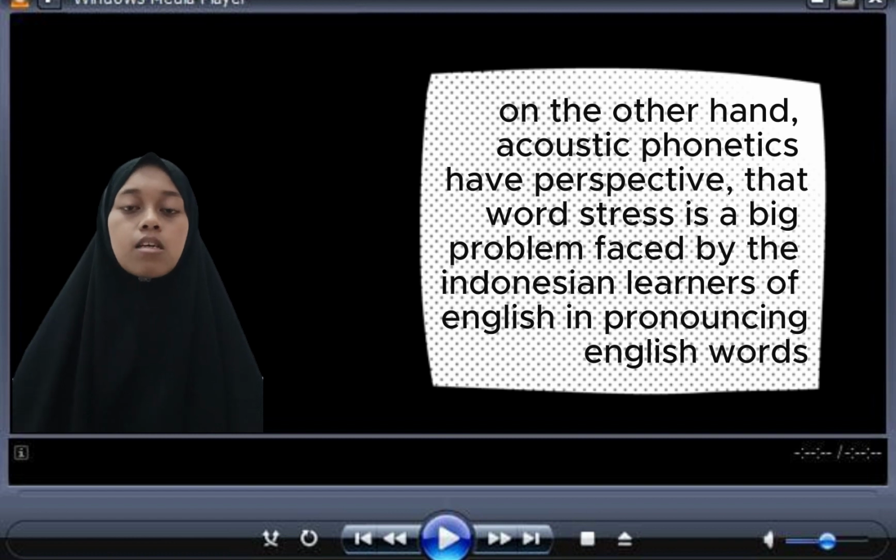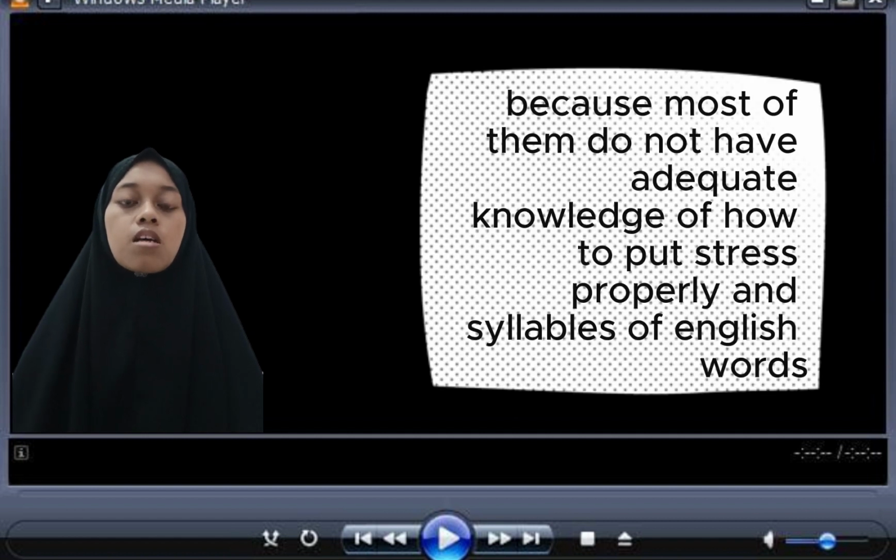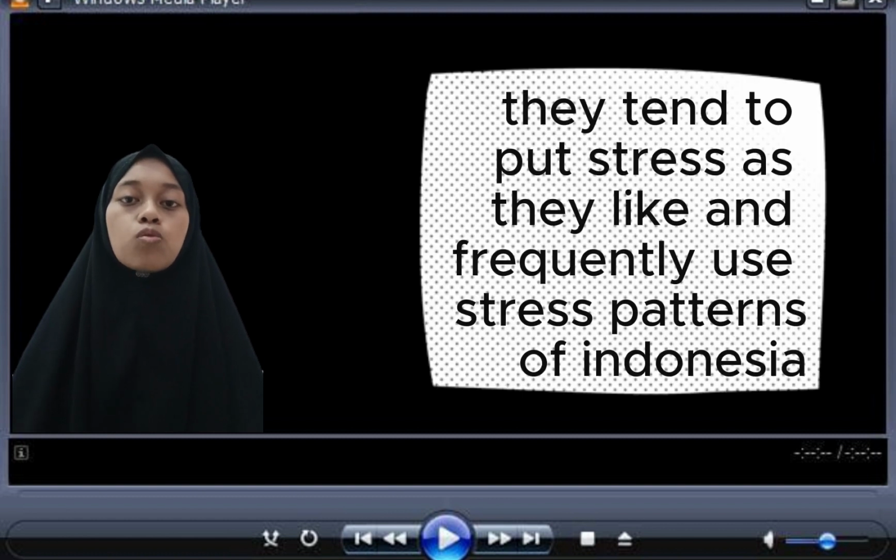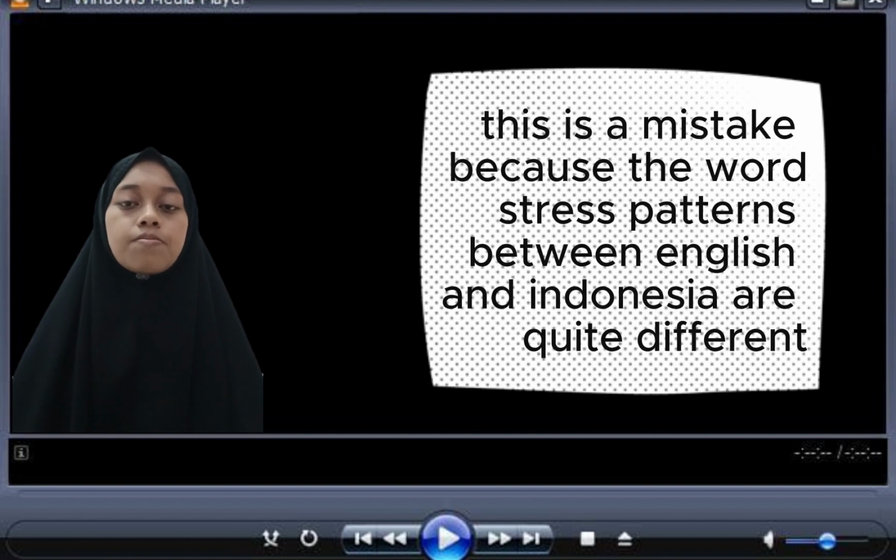On the other hand, acoustic phonetics has its own perspective. Word stress is a big problem faced by Indonesian learners of English in pronouncing English words, because most of them do not have adequate knowledge of how to put stress properly on syllables of English words. They tend to put stress as in the frequently used stress patterns of Indonesian. This is a mistake because the word stress patterns between English and Indonesian are quite different.